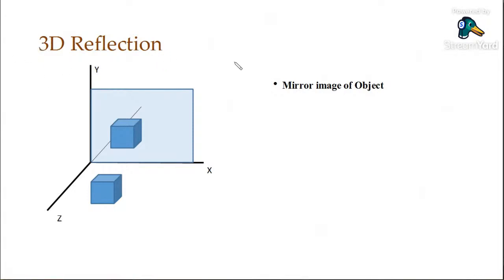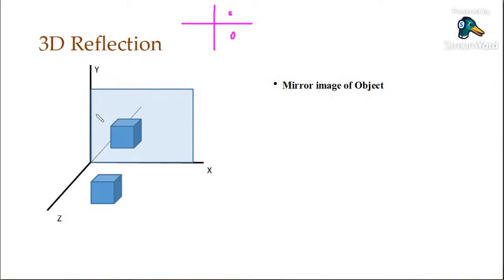Reflection is nothing but finding the mirror image of the object, right? In two dimensions, we are just reflecting the object about an axis. We can reflect about the x axis, or we can reflect about the y axis. But in 3D reflection, the reflection will happen about a particular plane. Now here you can see this reflection is about the xy plane.